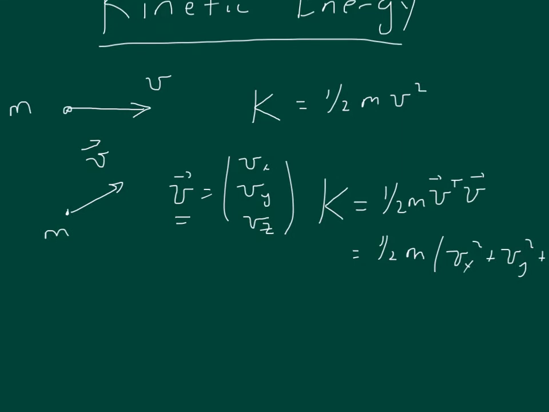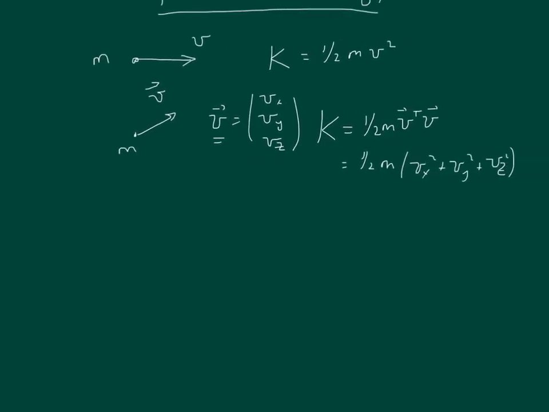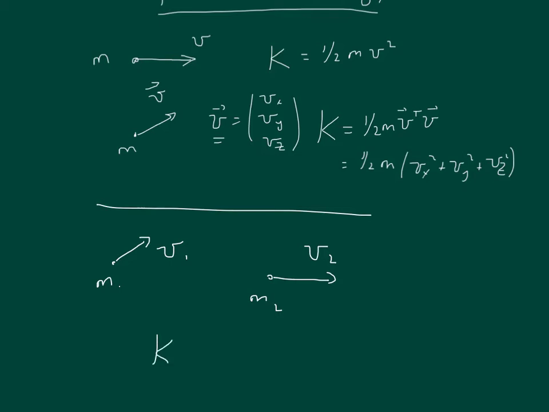Now, if I have two particles, a particle of mass m1 moving with some velocity v1, and another particle of mass m2 moving with velocity v2, then the total kinetic energy of the system is K equal to 1/2 m1 v1 transpose v1, the kinetic energy of the first mass, plus 1/2 m2 v2 transpose v2, the kinetic energy of the second.